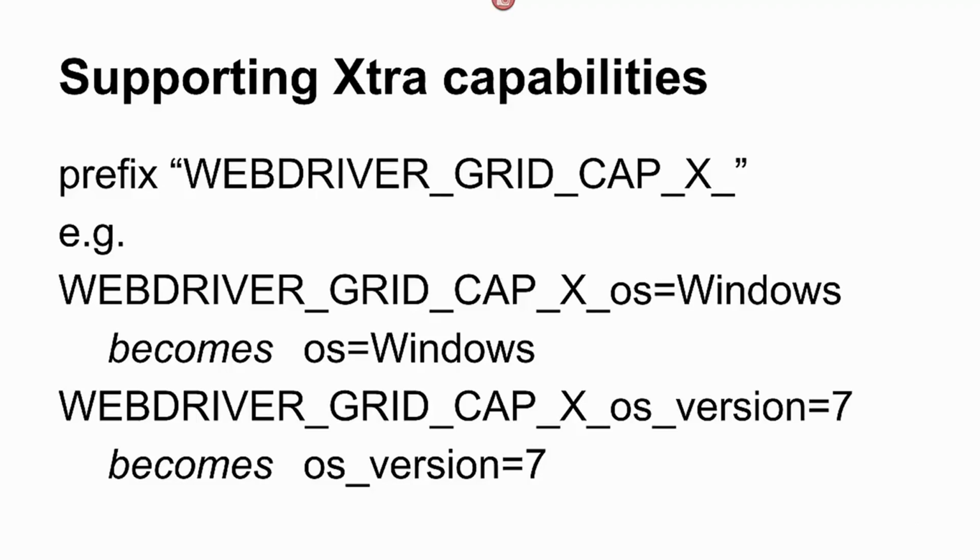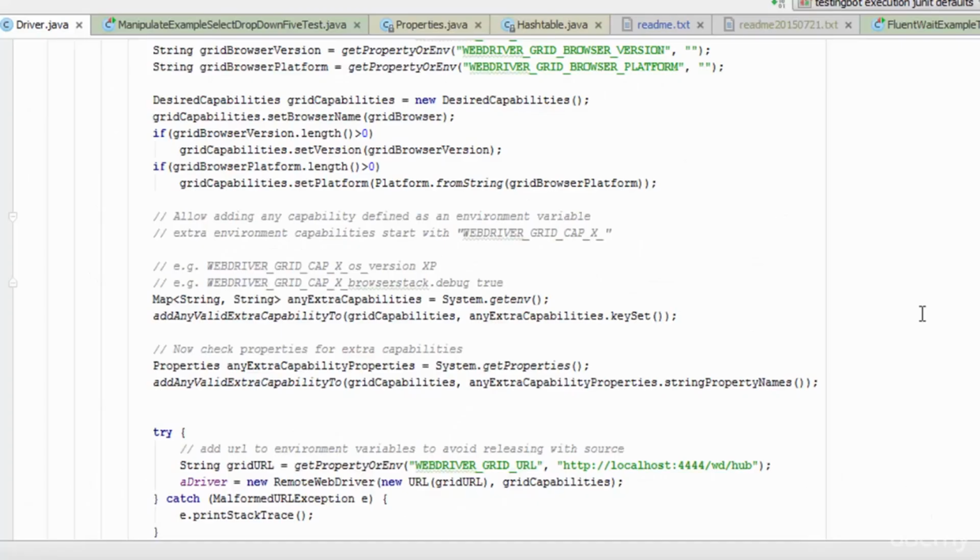So if I create an environment variable called WebDriver_grid_cap_X_OS, which equals Windows, then that will become OS capability, and the value will be Windows. Similarly, if I make it WebDriver grid cap X OS version, then that will be OS version capability, and it will have the value 7. So let's have a look at the code.